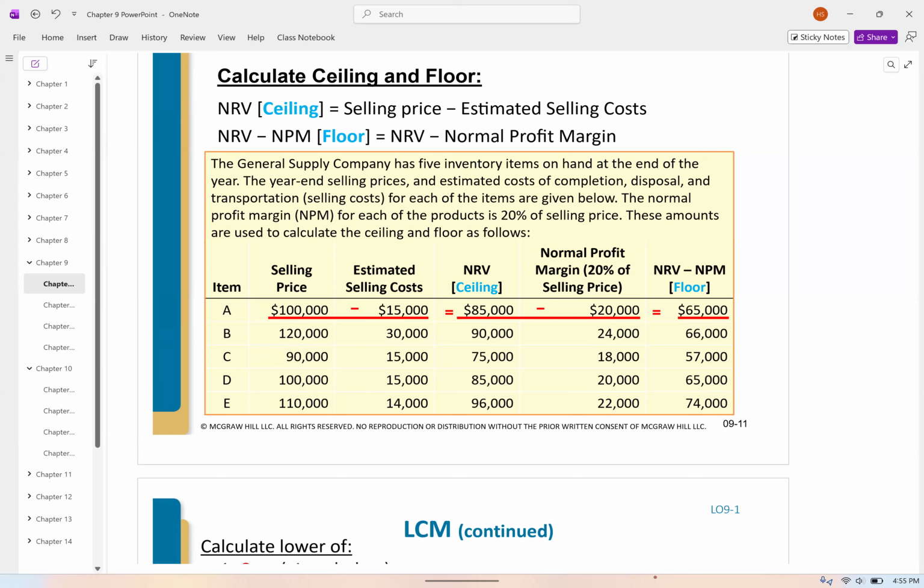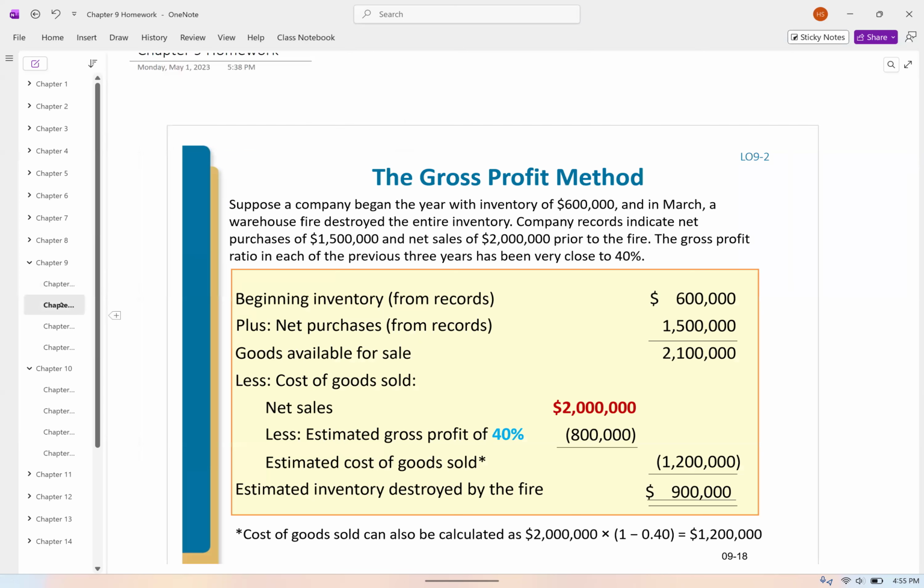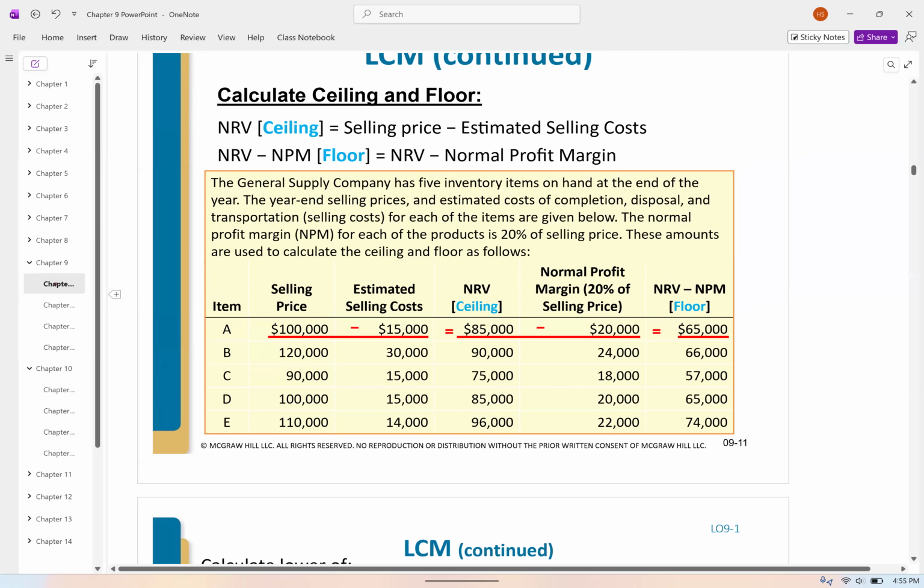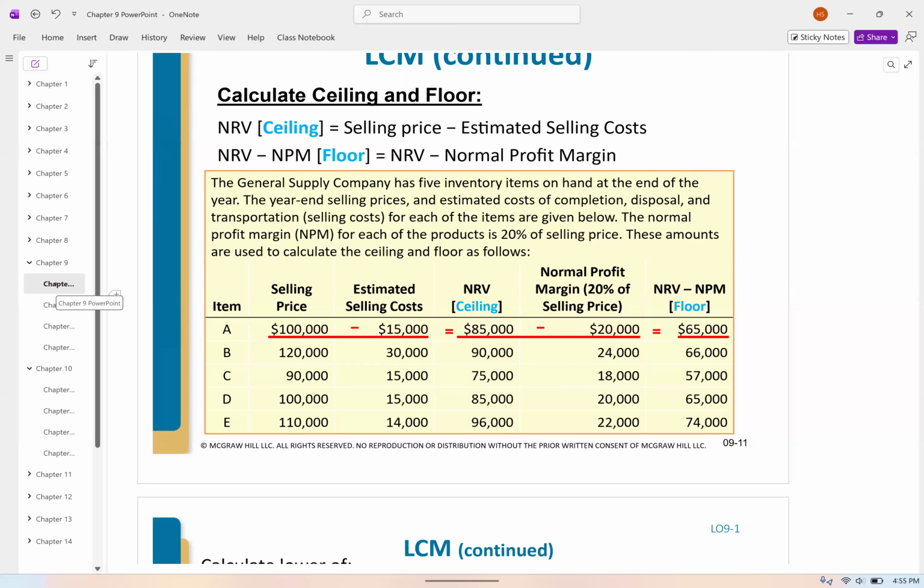Okay. So let's look at item A. We start with a selling price minus any estimated cost to sell. So our NRV is 85 minus the normal profit margin of 20,000. They took 20% of the 100,000, not 20% of the 85. And so now my floor is 65,000. So my ceiling is 85K and my floor is 65.